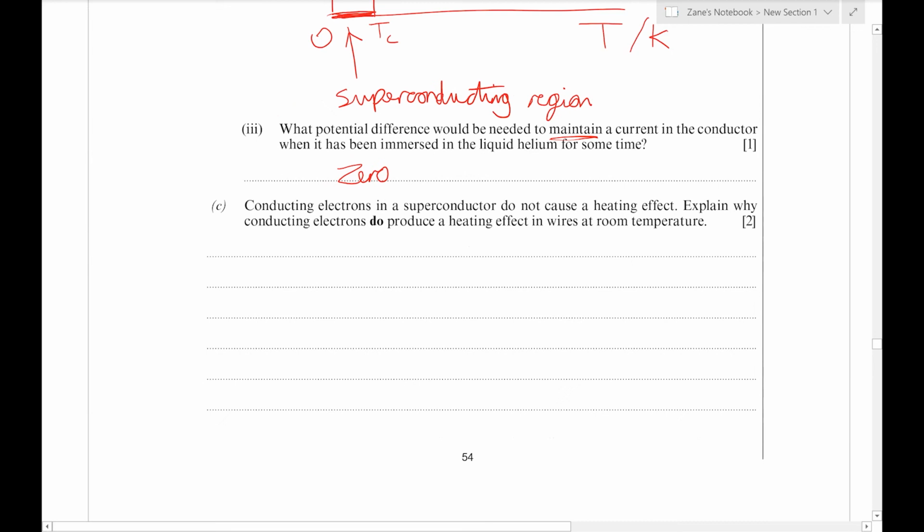And the last part of the question: conducting electrons in a superconductor do not cause a heating effect. Explain why conducting electrons do produce a heating effect in wires at room temperature. Well, the reason that we don't have a heating effect in a superconductor is because in a superconductor there are no collisions between free electrons and the ions that make up the crystal lattice. So in a normal conductor we do have collisions. So what we need to refer to in this answer is collisions between free electrons, or delocalized if you prefer, and ions, or the lattice if you like.